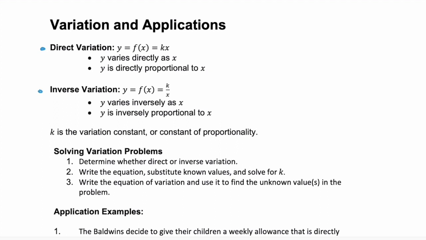Direct variation will be in this format, y or f of x equals k times x. And inverse will be in the format y or f of x equals k divided by x. In both cases, k is your variation constant, or the constant of proportionality. So it's a constant. It's a number that's not going to change. And in most of these problems, you need to find k before you can move on with the problem.